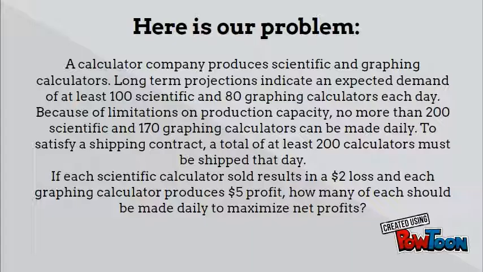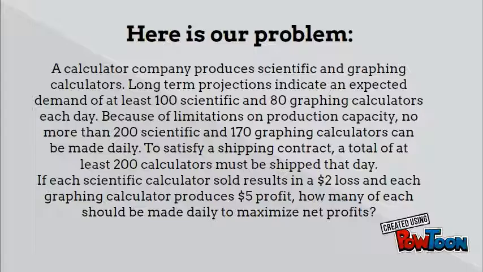A calculator company produces a scientific calculator and a graphing calculator. Long-term projections indicate an expected demand of at least 100 scientific calculators and 80 graphing calculators. Each day, because of limitations on production capacity, no more than 200 scientific calculators and 170 graphing calculators can be made daily. To satisfy a shipping contract, a total of at least 200 calculators must be shipped that day. If each scientific calculator sold results in a $2 loss and each graphing calculator sold produces $5 profit, how many of each should be made daily to maximize net profits?